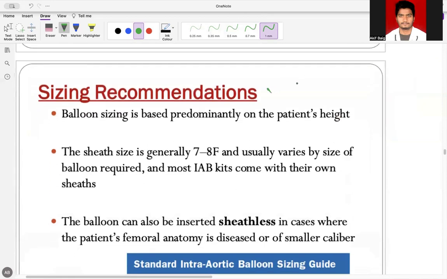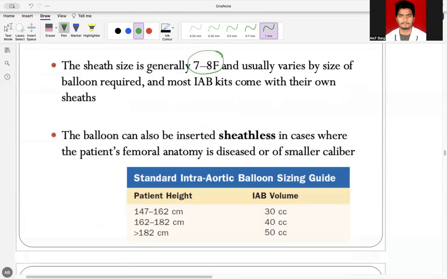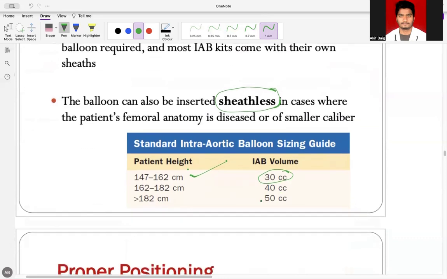So how do you choose the size of the IABP? Balloon sizing is based predominantly on the patient's height. You have to choose it based on the patient height. Usually a 7 to 8 French sheath is used, and the balloon can also be inserted sheathless. There is also the option that you can do it without a sheath. So based on patient height, for example 147 to 162 centimeters, you can select the IABP volume accordingly.